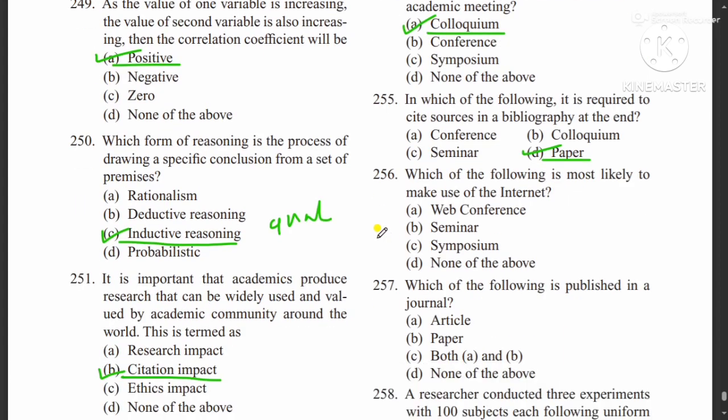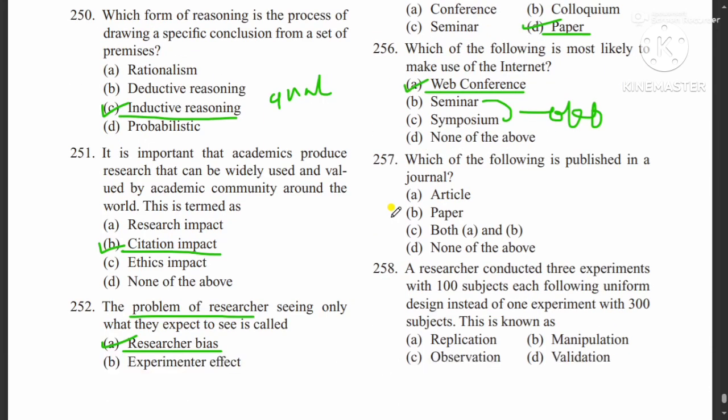Next, which of the following is most likely to make use of the internet? So option A is correct. Web conference. Because symposium and seminars are offline, and only the web conference uses the internet.